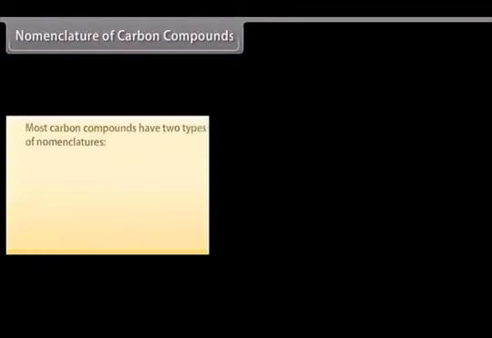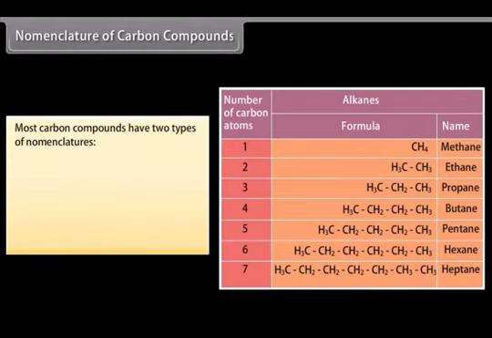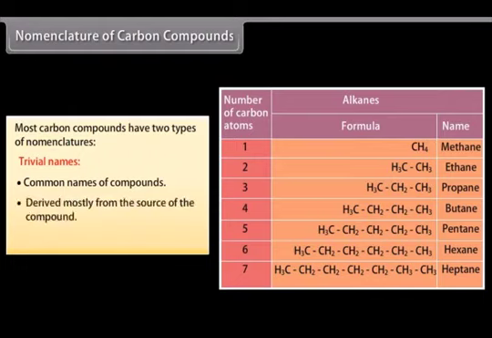Nomenclature of carbon compounds. The system of assigning a proper name to a particular carbon compound is called nomenclature. Most carbon compounds have 2 types of names. Trivial names. Trivial names are the commonly used names of carbon compounds. These are derived mostly from the source of the compound. However, names formed using this manner are ambiguous and repeating.